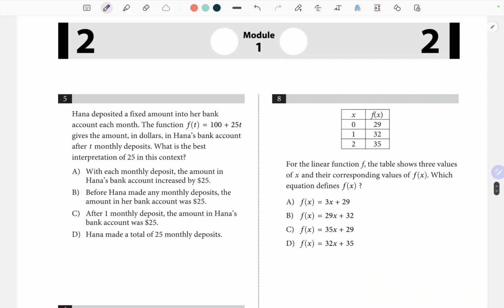Now the 5th. Hannah deposited a fixed amount into her bank account each month. The function is given to us. What is the best interpretation of 25? So this is the gradient. With each monthly deposit, the amount in Hannah's bank account increased by $25. Before Hannah made any monthly deposits, the amount in her bank account was 25. After 1 month deposit, A should be the right answer.